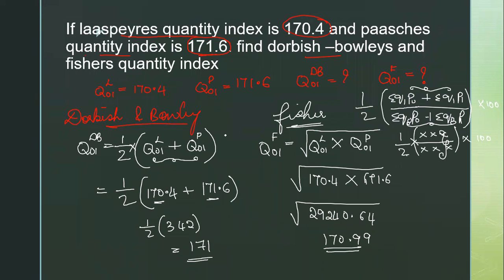In this method, they have given us the Laspeyres and Paasche values, haven't they? But how have they given the values? They have already multiplied by 100 and given them to us, so we do not multiply by 100 again. Suppose in the question they give the value as 1.704 and 1.716. You should see where the point is. They have given them not converted into 100. Then we have to multiply by 100.